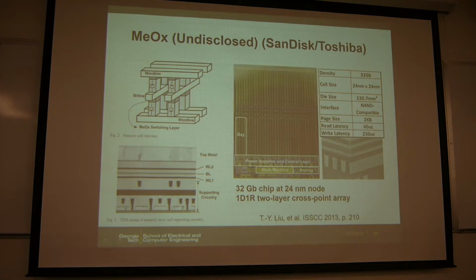But in this chip I think the speed is kind of slower, so the read and write latency is on the microsecond level. So we will discuss more details about this chip later when we talk about the array level design and the peripheral circuits, and we will discuss why this is slow like this.